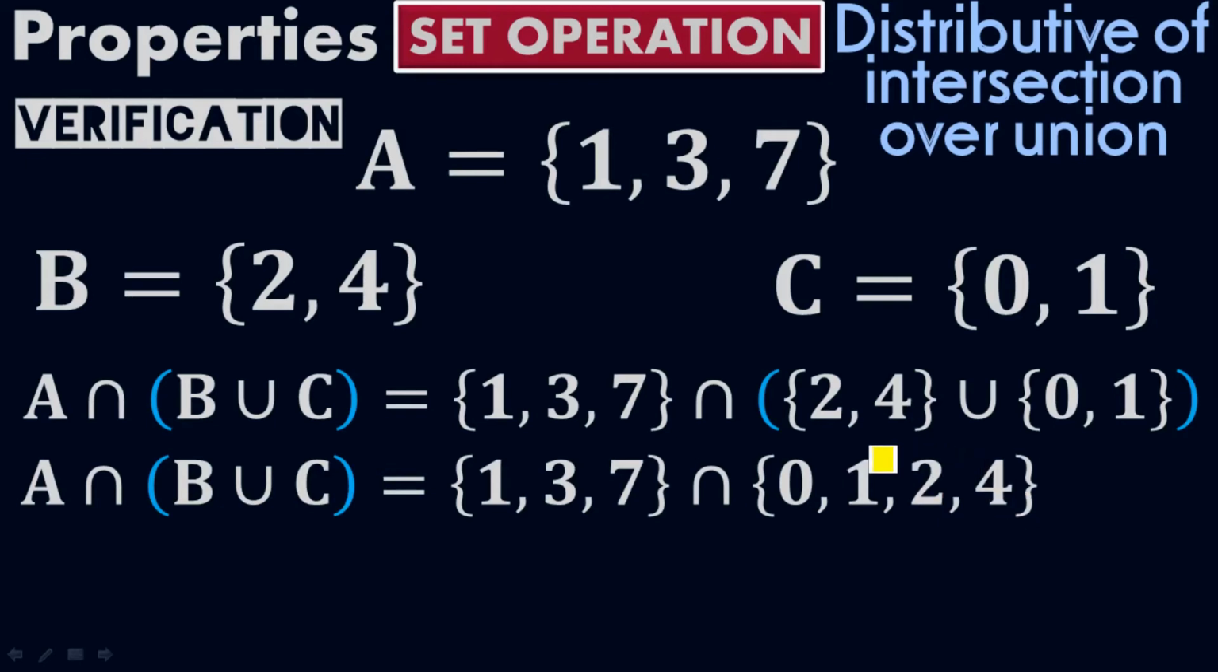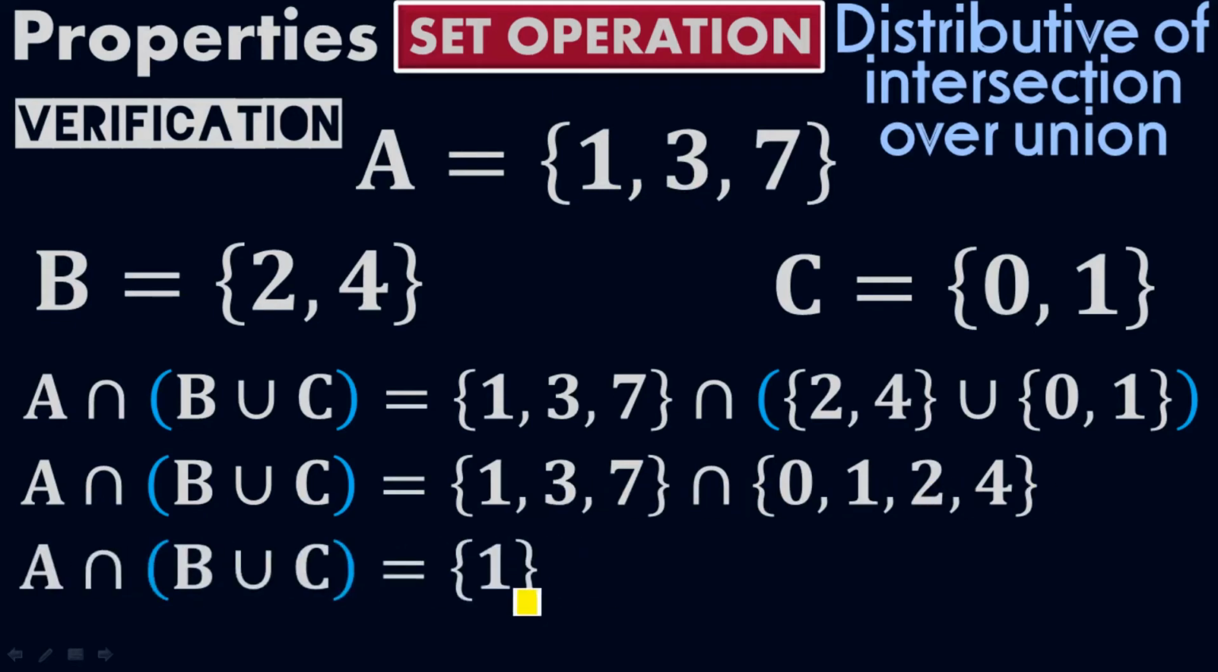Now we will take the intersection of this set, which is B union C, with A. What is my A? My A is 1, 3, 7. Take the intersection of these two sets. The intersection will be 1, because in intersection we take the common element. What is the common element? 1 is the common element. So 1 will be the answer for this whole left side. Let me name it equation number 1.